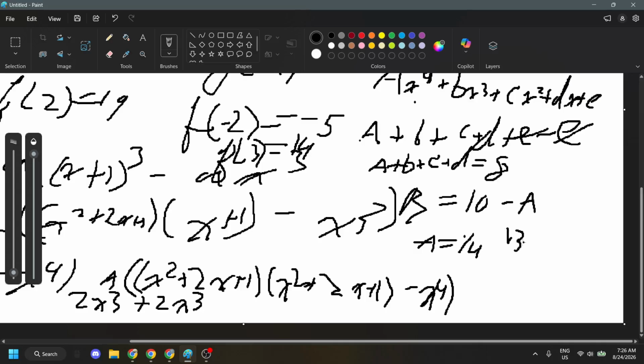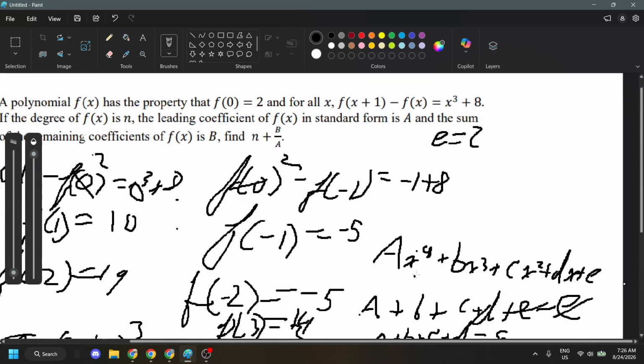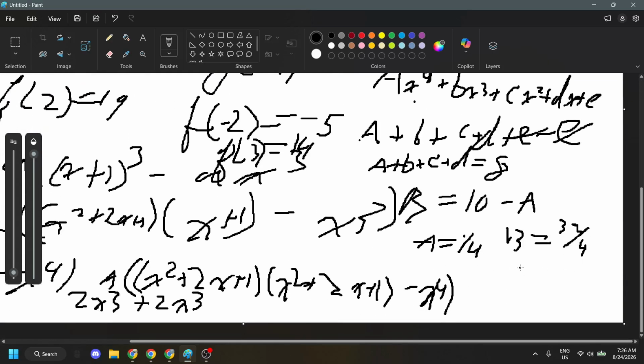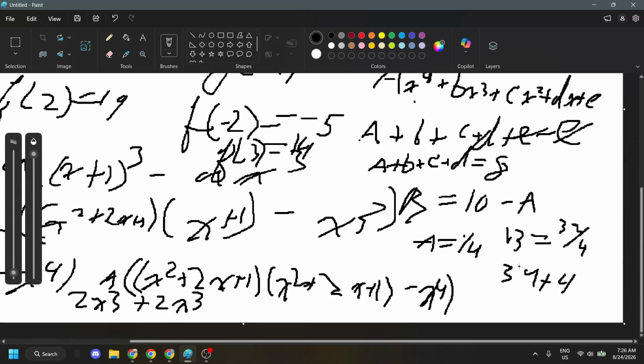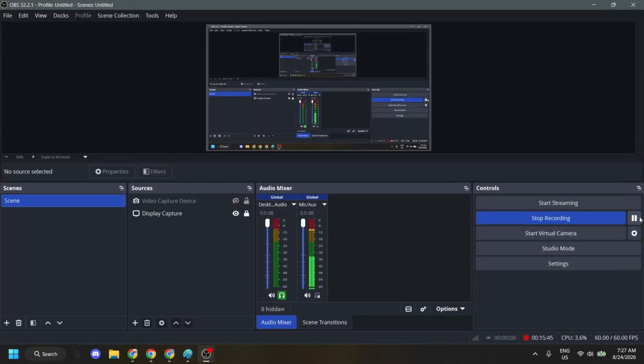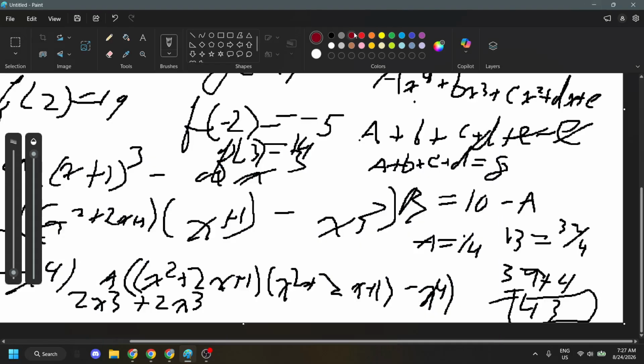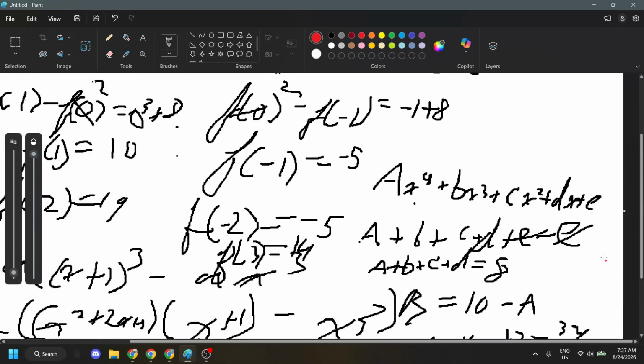So then b is equal to 39 over 4. B over a is 39. N is 4, so the answer is equal to 43. Let me check. Yes, I actually got it correct. I am so surprised about that one.